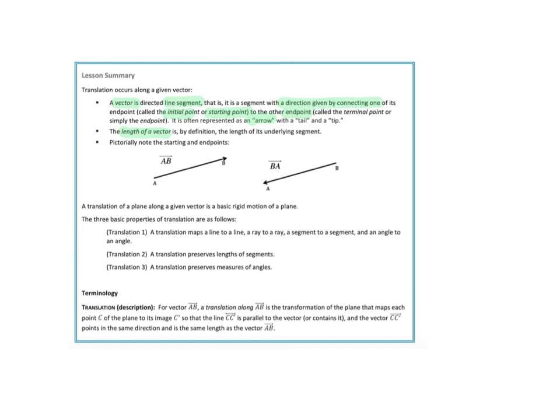And so you'll see with these vectors down below, this is vector AB. We just denote that with AB with the arrow. This one's BA because we're starting at B and going to A. Okay. A translation is basically a rigid motion, and it's a slide. So it maps lines to lines, rays to rays, segments to segments, and angles to angles. It preserves your lengths and it preserves your measurements of angles.